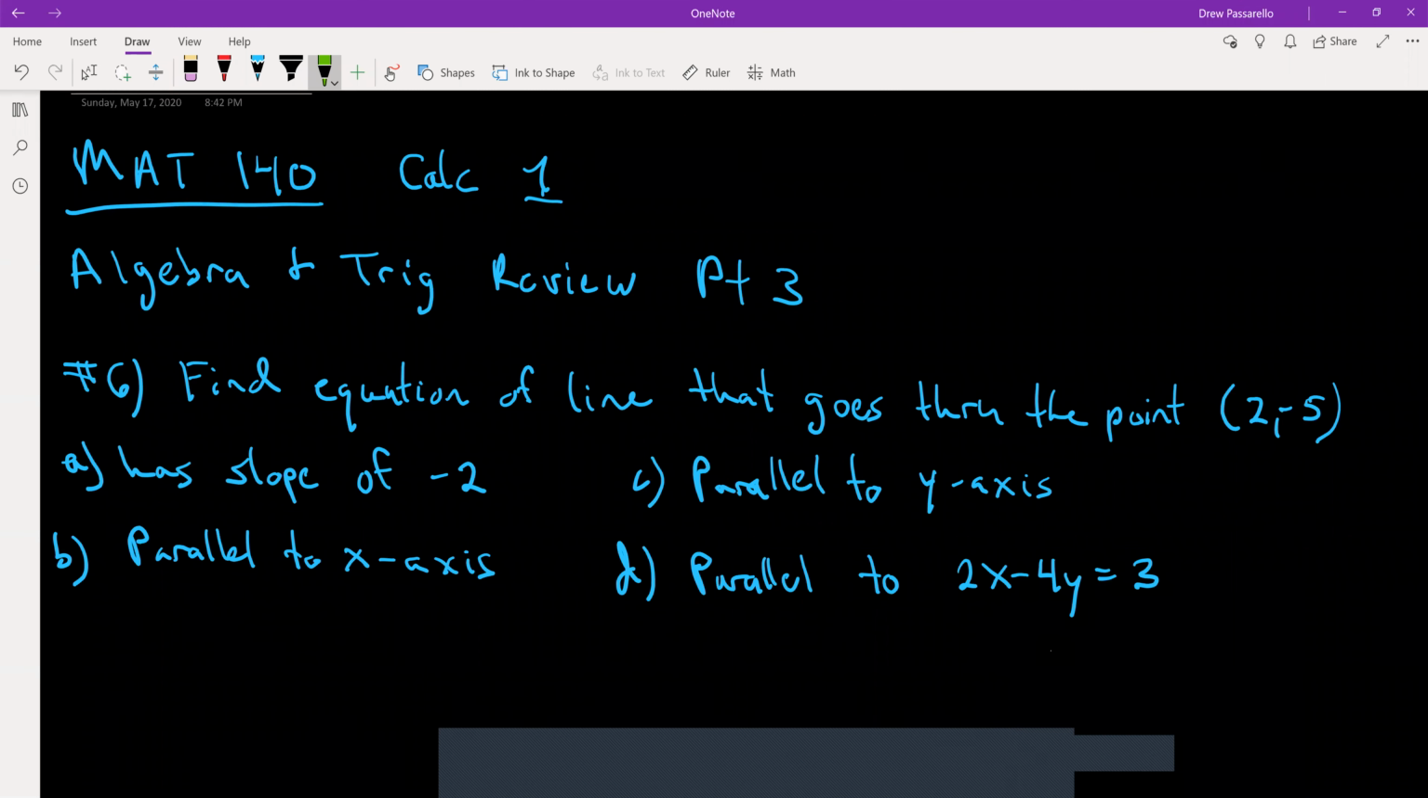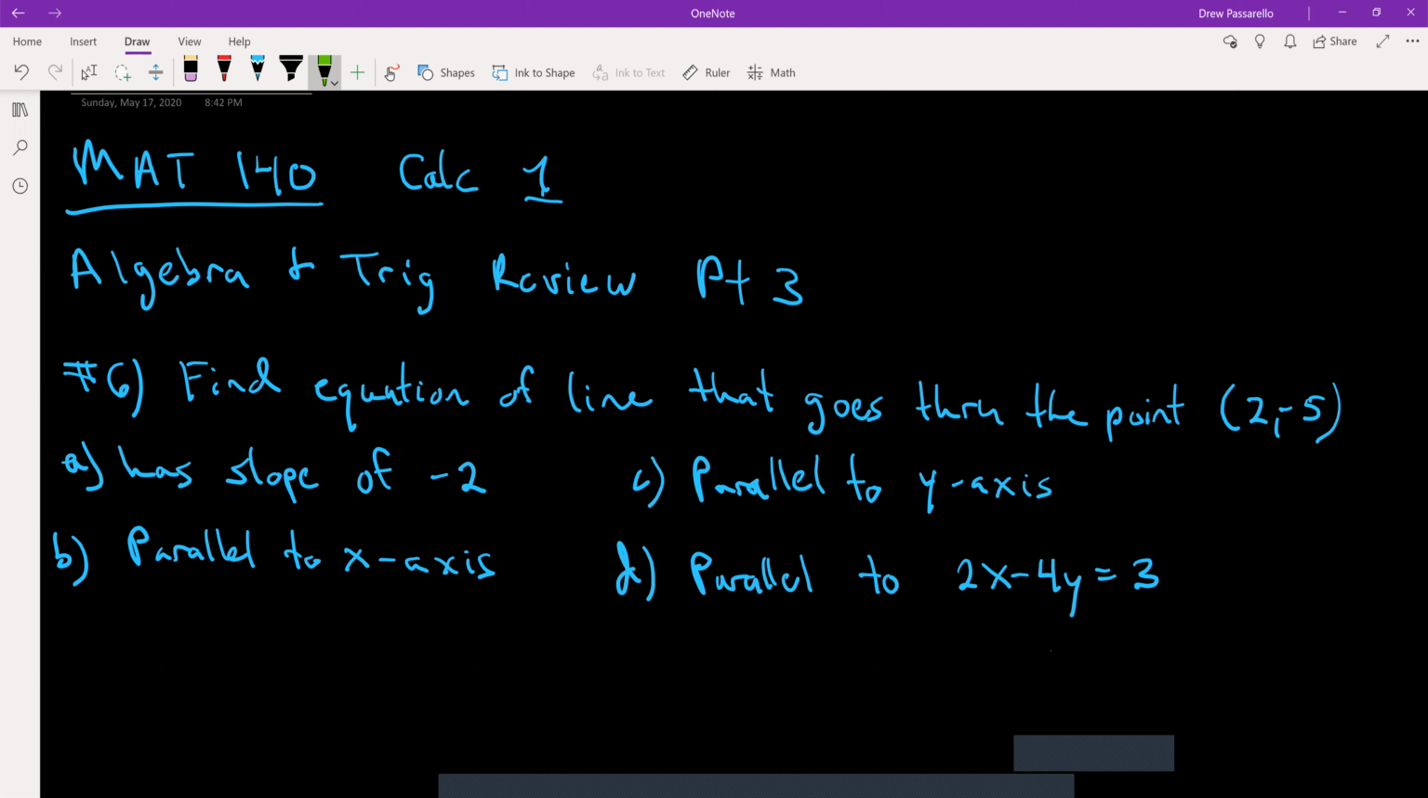All right, so this is part 3 to the algebra and trig review problems. Number 6, find the equation of the line that goes through the point (2, -5), and it has different parts. Part A is going to be, so this line will have a slope of -2, and they're different parts. They're not all treated as one thing.